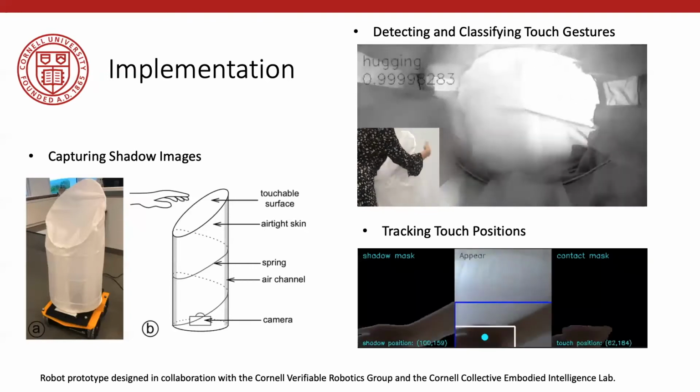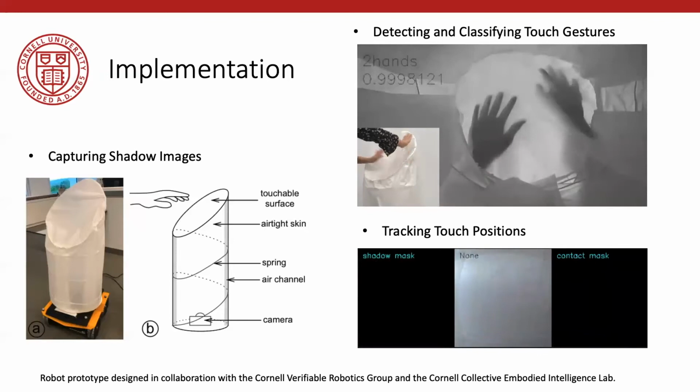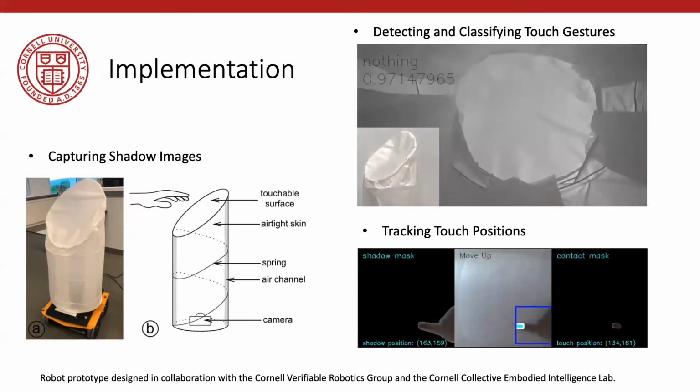To check the touch positions, we present a color segmentation-based algorithm to check both touch positions and the overall shadow positions.